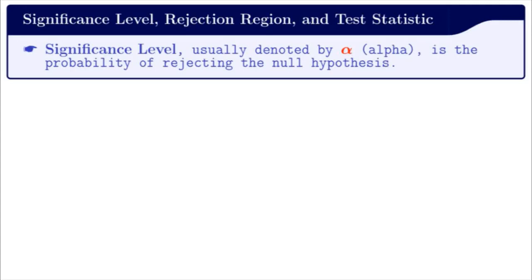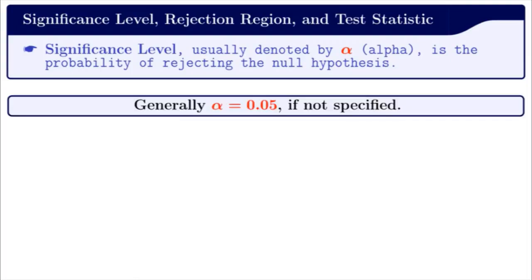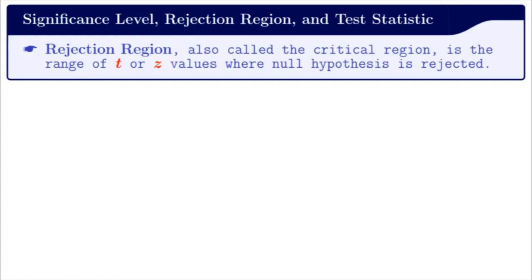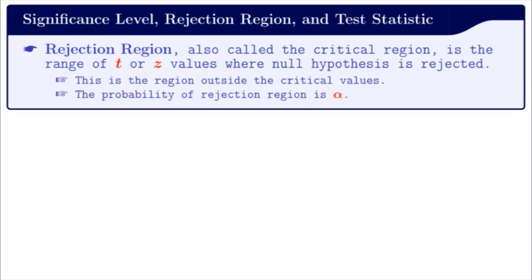Here we will talk about test statistics, significance level, and rejection region. Significance level, usually denoted by alpha, is the probability of rejecting the null hypothesis. Generally, alpha is 0.05 if it's not specified. Rejection region is also called the critical region. It is the range of t or z values where null hypothesis is rejected. So this is also the region outside the critical values, and the probability of rejection region is alpha.